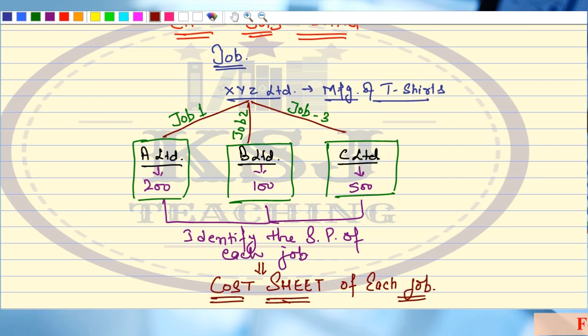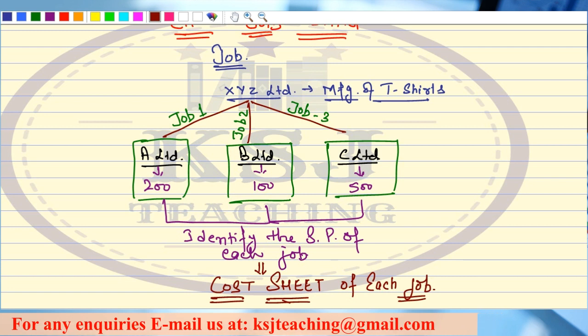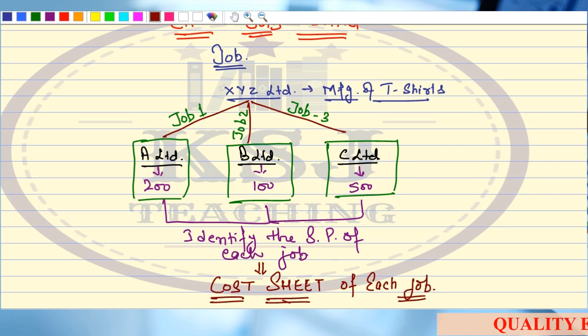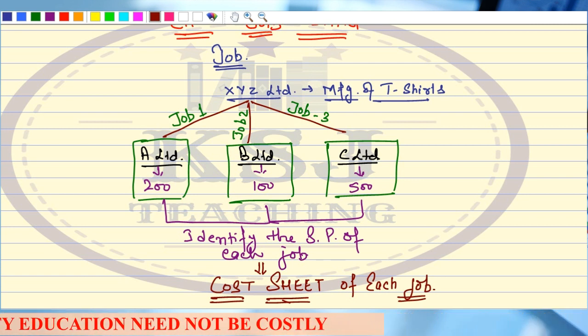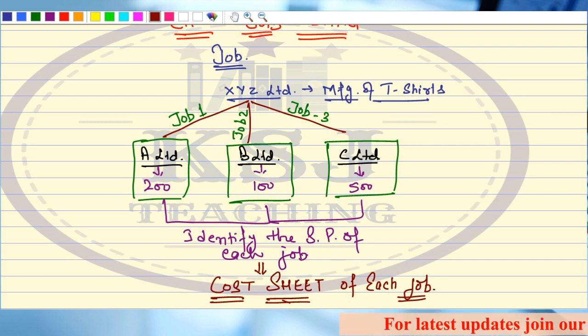Now, in case of each individual job, job 1, 2, 3, we will prepare the cost sheet to find out the total cost of each job. That is, the first cost sheet will tell us the total cost of manufacturing 200 t-shirts for A Limited, and accordingly the percentage of profit that we wish to earn, and accordingly the selling price we are going to charge, right? Similarly, for job 2, we are going to find out the total cost by preparing the cost sheet of that particular job of manufacturing 100 t-shirts. We are going to find out the total cost, the profit percentage that we want to earn, right? And then the selling price.